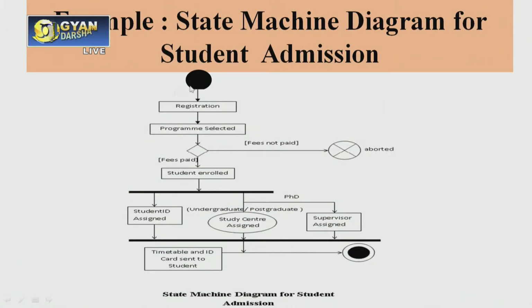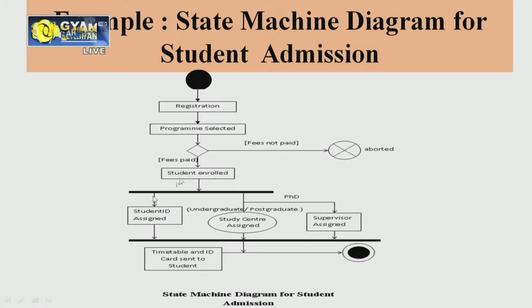Very simple. For example, in registration of a student in an admission system, first you fill the form, that is the registration process. Then the program is selected, after which it is checked whether the fee is paid or not. If the fee is paid, the student is enrolled in the program. If the fee is not paid, it is aborted and it will not move further.